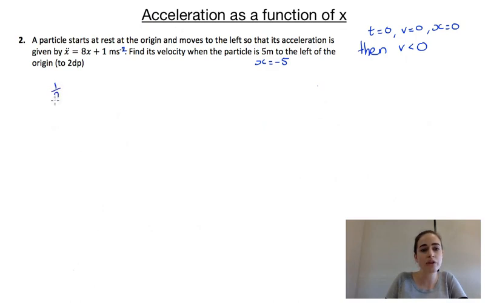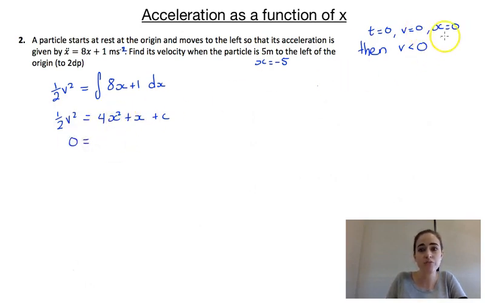All right, so let's start off. We know that a half v squared, that's our acceleration, is going to be equal to the integral of 8x plus 1 dx. So that means that's going to be equal to 4x squared plus x plus c. Now we can use these pieces of information to figure out what c is. So if we've got a half v squared there, v is 0, which would just give us 0 there. These first two terms are going to be 0 as well because the displacement is 0, which just leaves us with c is equal to 0. So that means that a half v squared is just equal to 4x squared plus x.